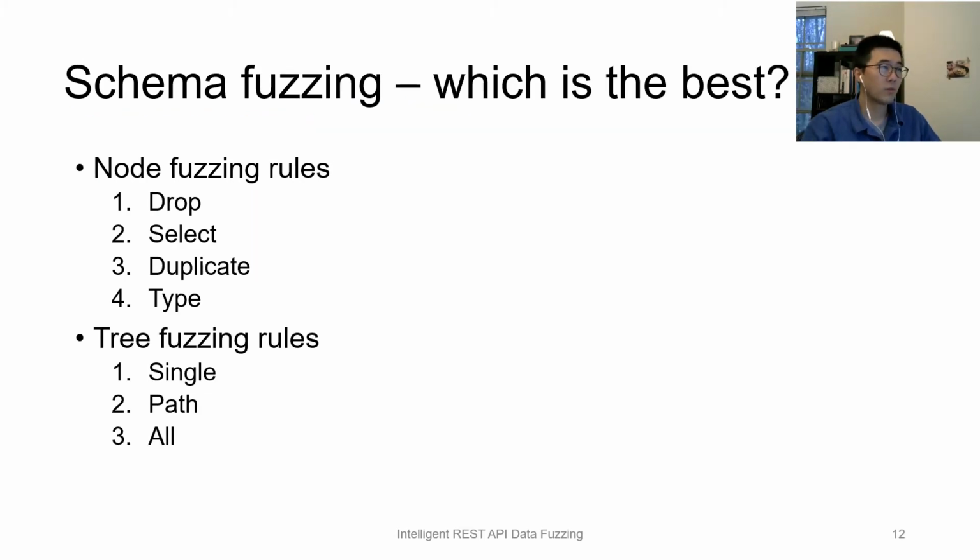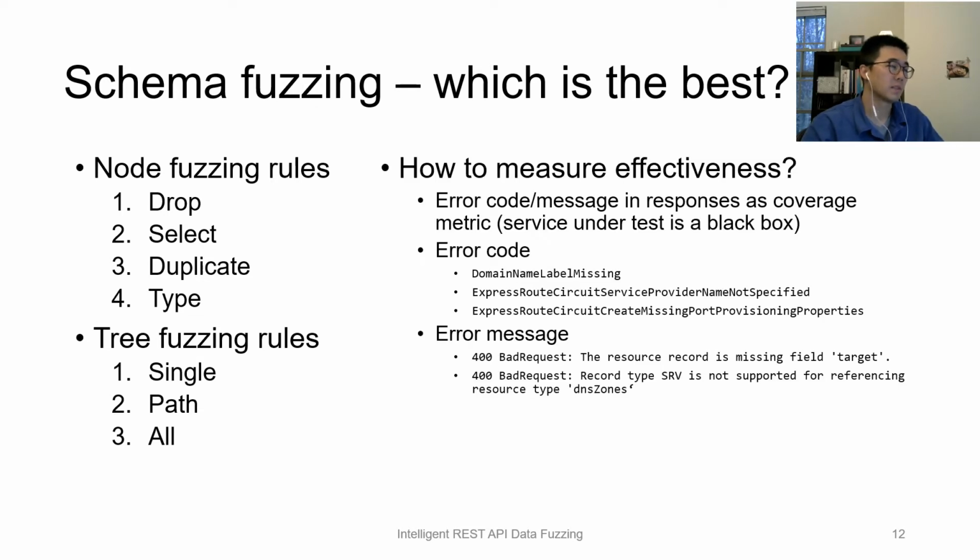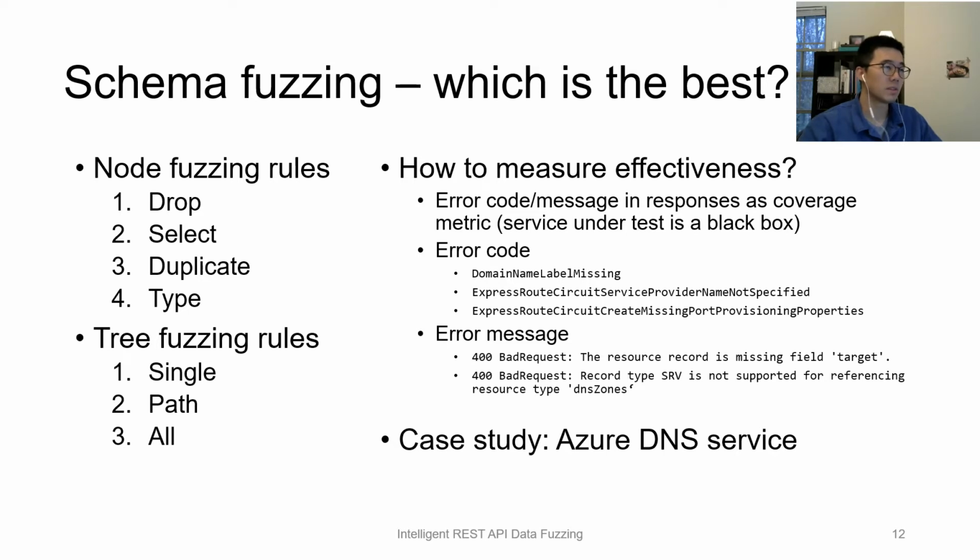So now that we have 4 ways to modify a node and 3 ways to apply it across the tree, then we want to know which one is the best or which combination is the best. To find out that, we need to measure the effectiveness. And because the cloud servers under test are black box to us, we don't have the access. So we use the error code and error message in the responses as the indication for coverage, and we call them an error type. So basically, we want to have more error types, the better. And we use the Azure Domain Name Server, DNS service, as our driving case study.